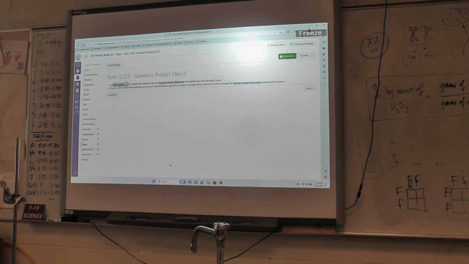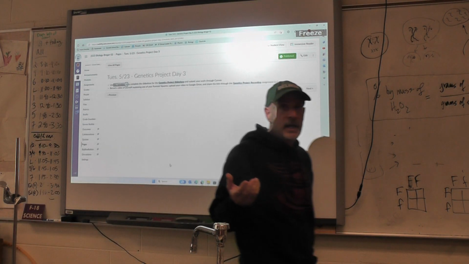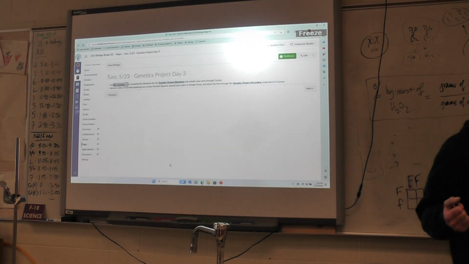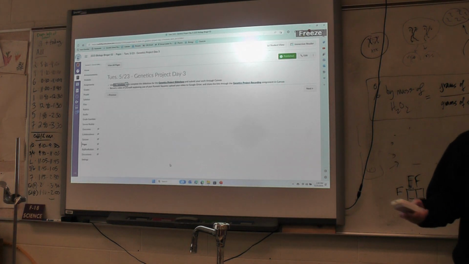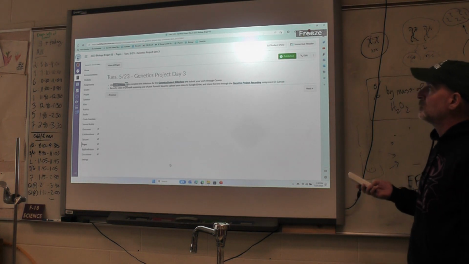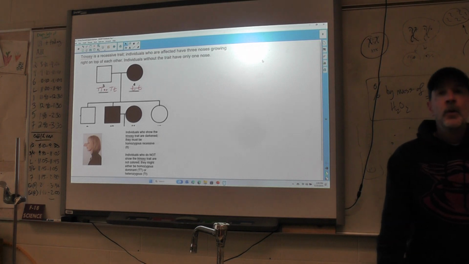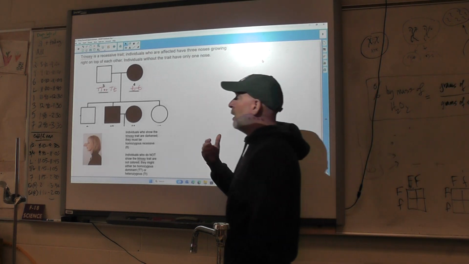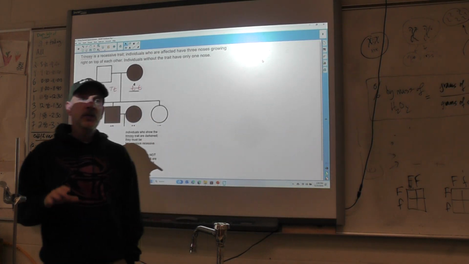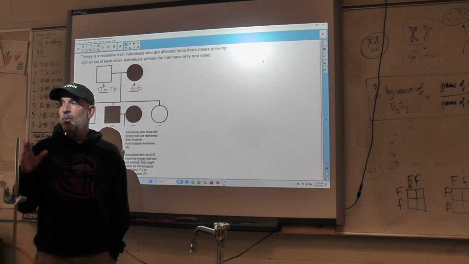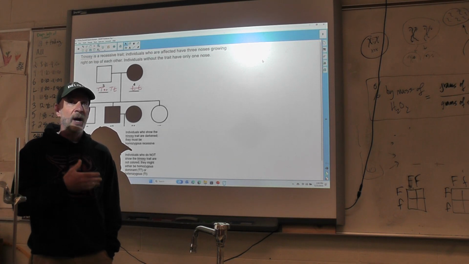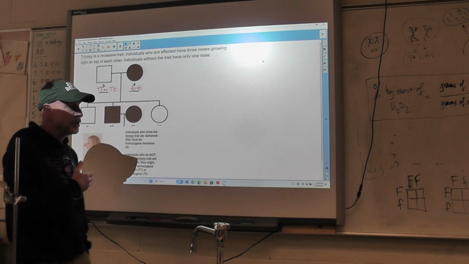Okay, so what we're going to look at here is, I showed you my example slideshow, and that was for my mythical trinosy trait. What I'm going to do now is show you how I could use a Punnett square to determine the genotype of one of the individuals that was on my pedigree chart that I showed you all earlier.